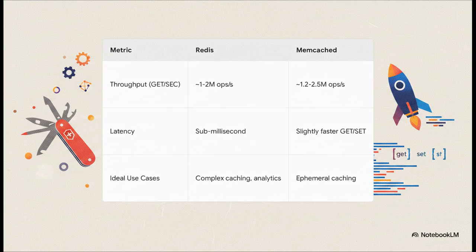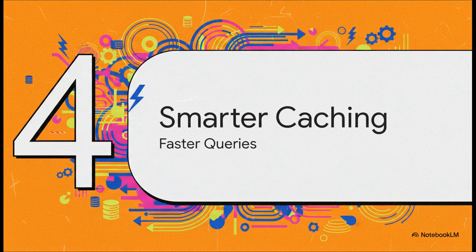And you can really see that difference when you look at the numbers. If you're just looking at raw speed for simple get and set operations, Memcached often has a slight edge. That's because of its focused, multi-threaded design. But honestly, both give you incredible sub-millisecond latency. So the real choice comes down to your use case. Do you need the raw, simple speed of Memcached, or do you need the Swiss Army knife flexibility that Redis gives you?